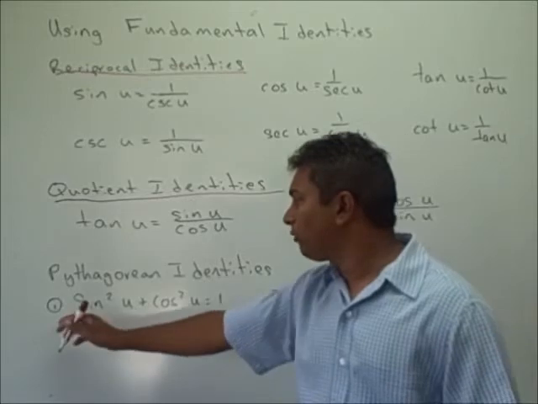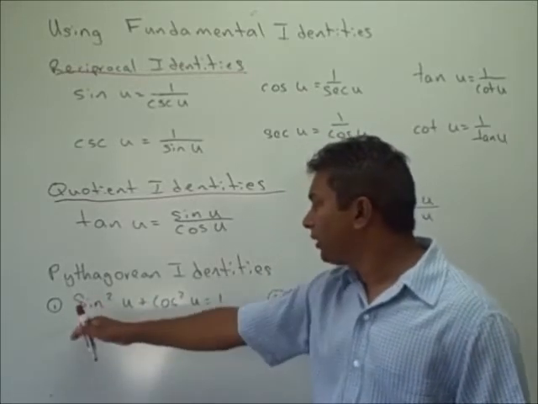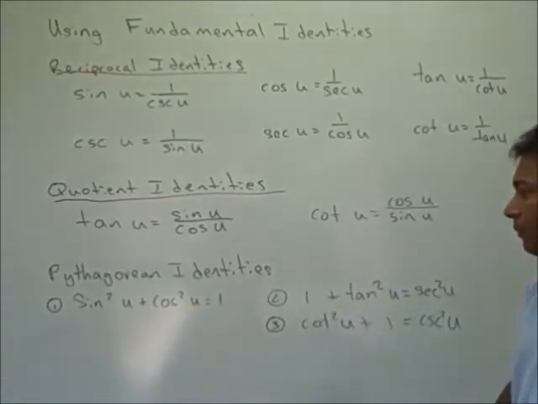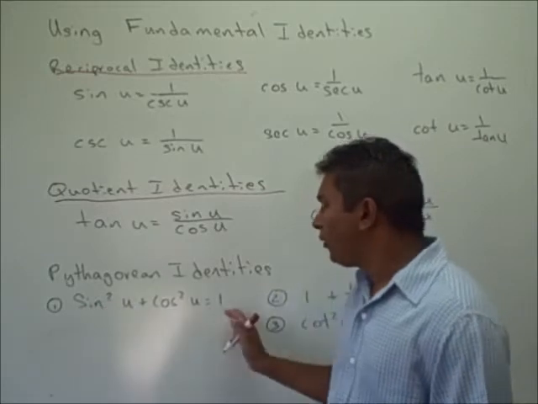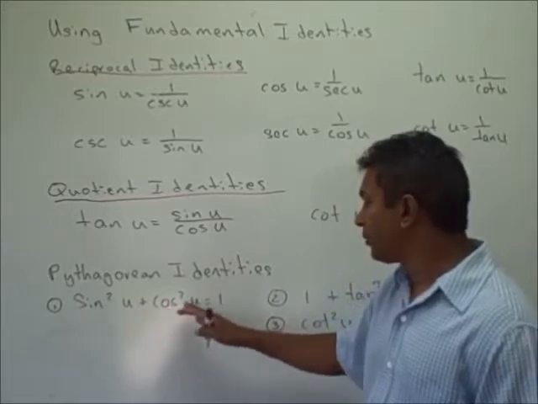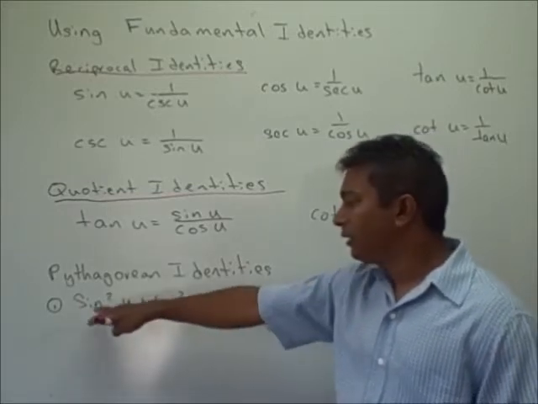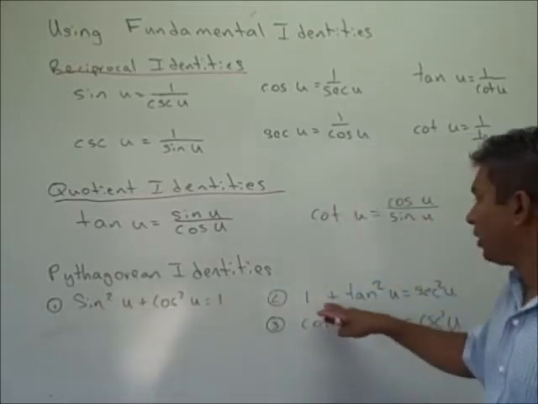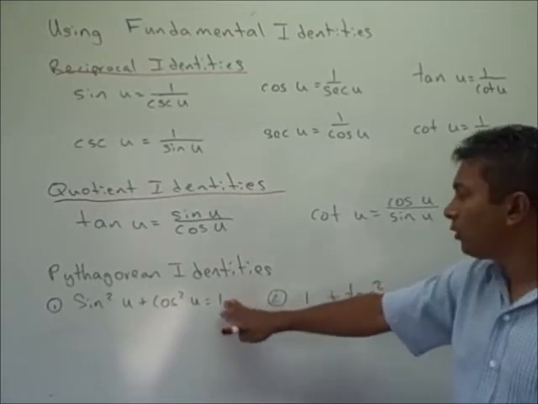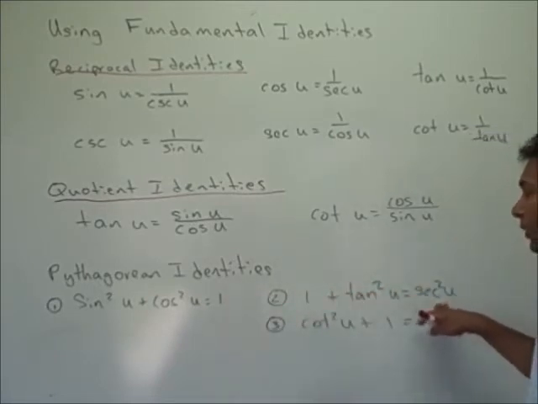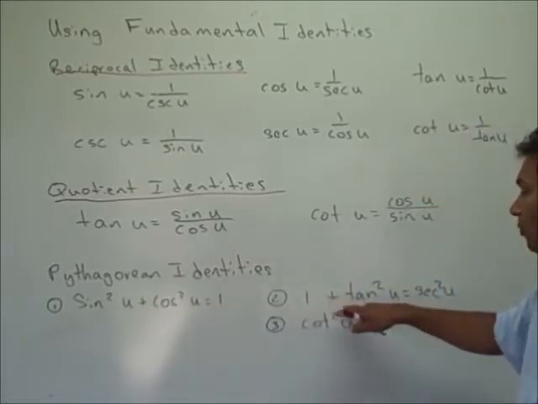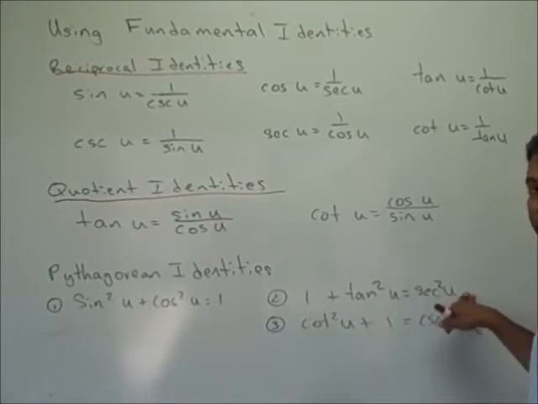We previously looked at one of our Pythagorean identities, which was sine squared u plus cosine squared u is equal to 1. Now if we divide all this by sine squared u, sine squared u over sine squared u will go as 1. Cosine squared u over sine squared u will go as cotan squared u. And 1 over sine squared u will give us cosecant squared u. So by dividing by sine squared u, we get our second Pythagorean identity, which is 1 plus cotan squared u is equal to cosecant squared u.